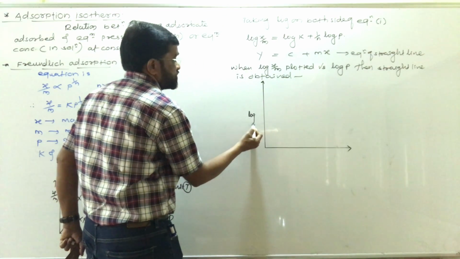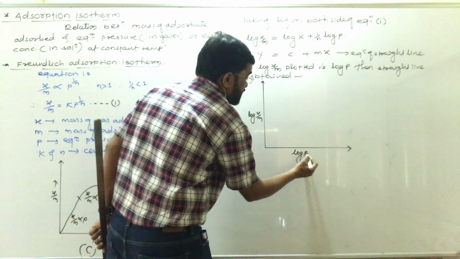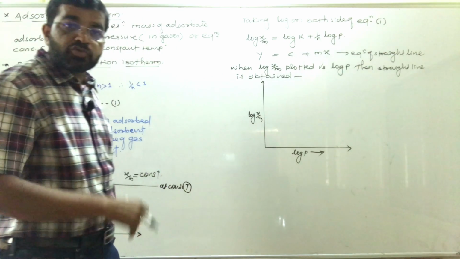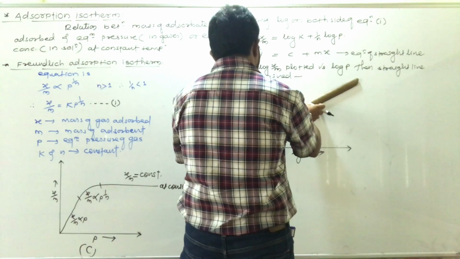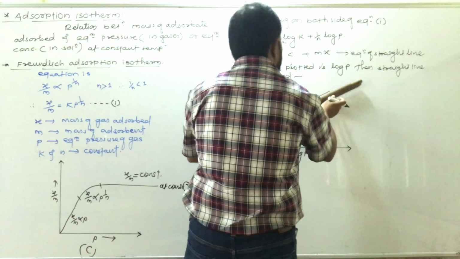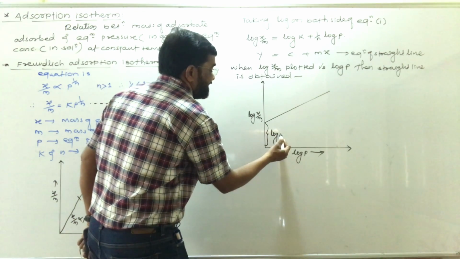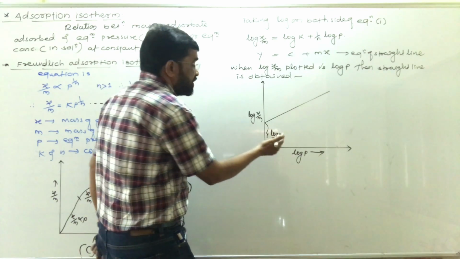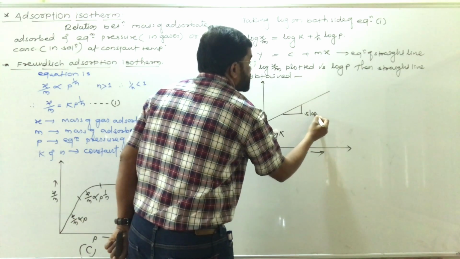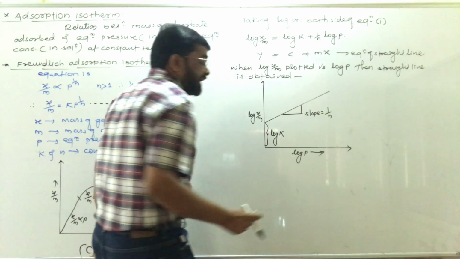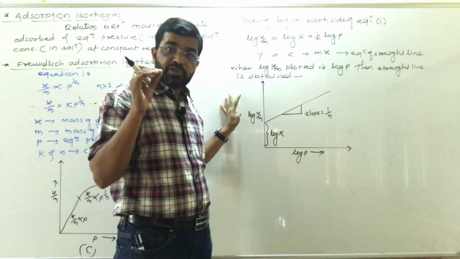Here on this axis we have to take log x by m, and here on this axis we have to take log p. So when we plot log x by m versus log p, then we will get the straight line which does not pass through origin. Intercept on the y-axis gives the value of log k, and slope of this straight line gives the value of 1 by n. So that is nothing but the Freundlich adsorption isotherm.